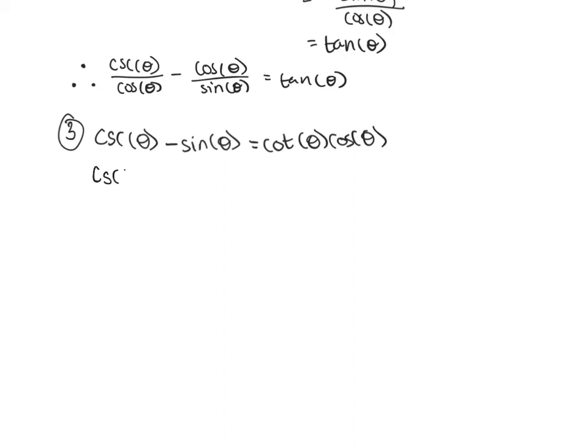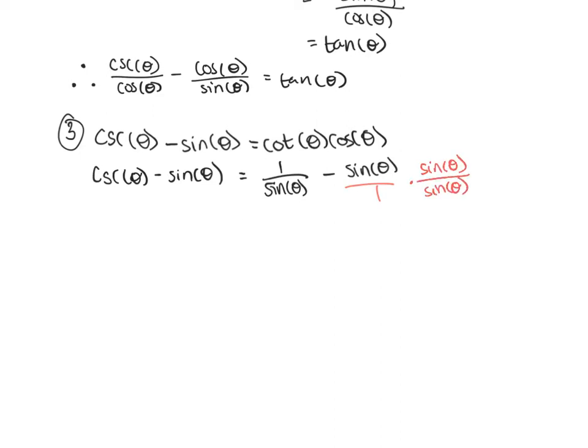So I'm going to pick my left side of cosecant of theta minus sine of theta. And we're going to start by changing everything into sine or cosine. So that cosecant is 1 over sine of theta, and sine of theta is just sine of theta, but it's really over 1. So in order to combine these fractions, I'm going to multiply it top and bottom by sine of theta. So we end up with 1 over sine of theta, minus sine squared theta over sine of theta, becoming 1 minus sine squared theta over sine of theta.